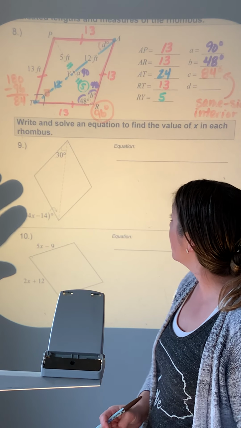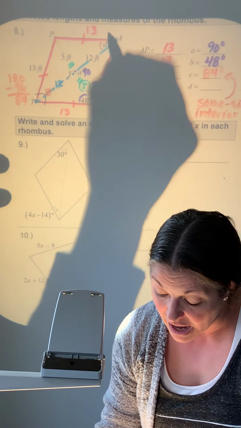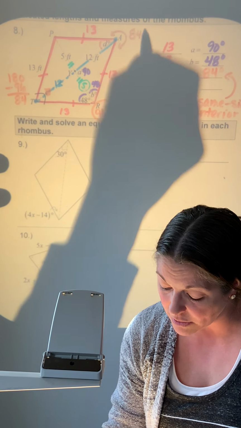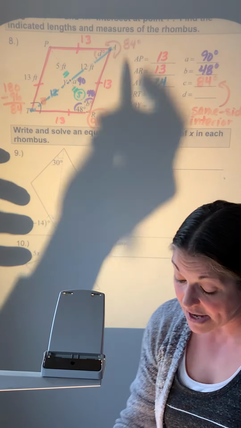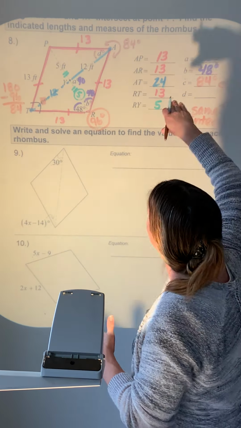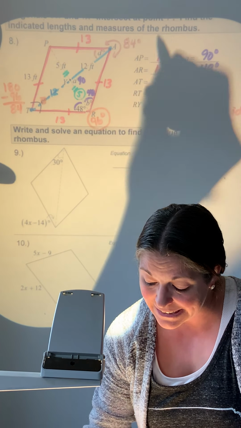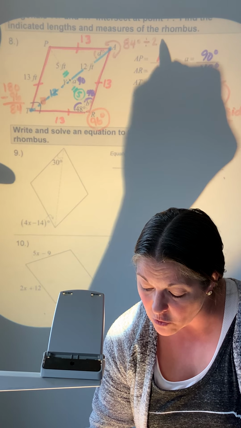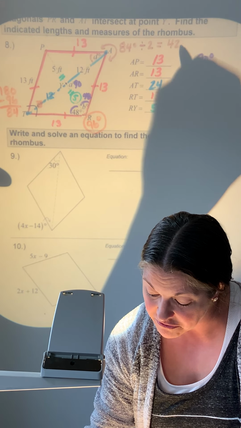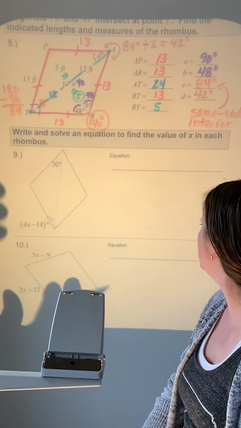So therefore, knowing that opposite angles are congruent, I know this entire thing is 84, and if I just want that one part, well, remember that the diagonals cut each corner in half. So if I just want D, I'm just going to take that 84 and divide it by 2, and that will give me 42 degrees. So my D is 42 degrees.